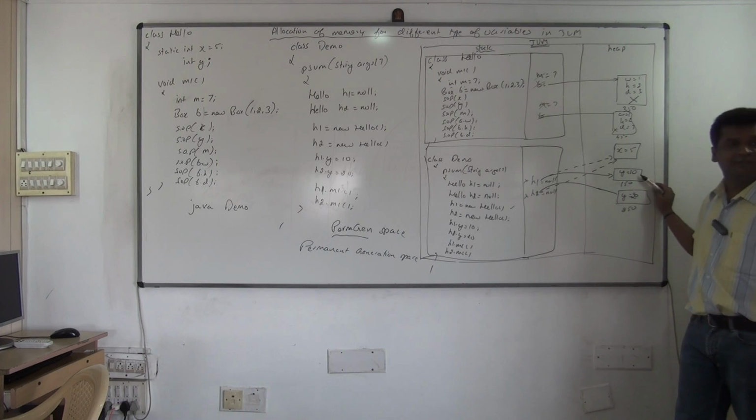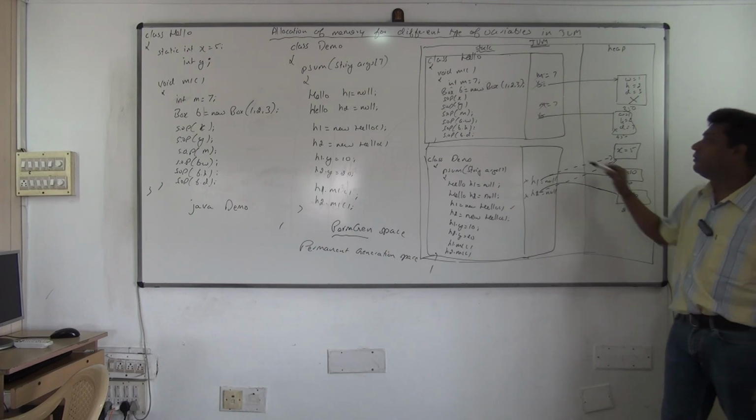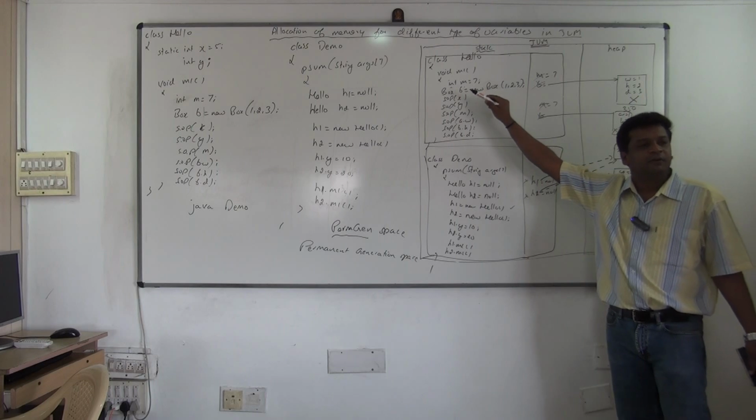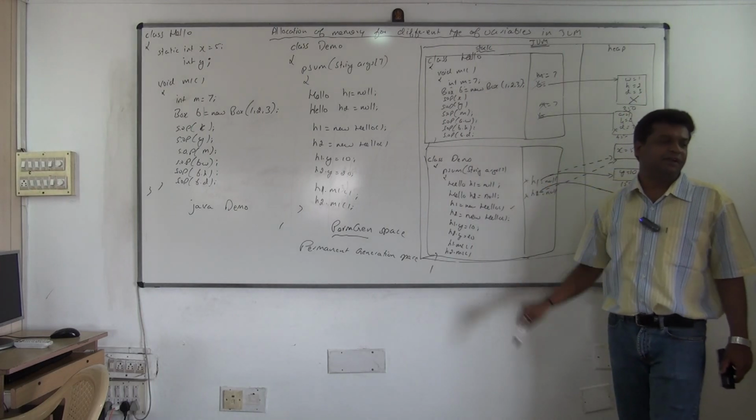So then when do the instance variables come to life? When the instance is created. When are they destroyed? When they get dereferenced. Understood? When do the local variables come to life? When the method is invoked. When are they getting destroyed? When the method completes execution.